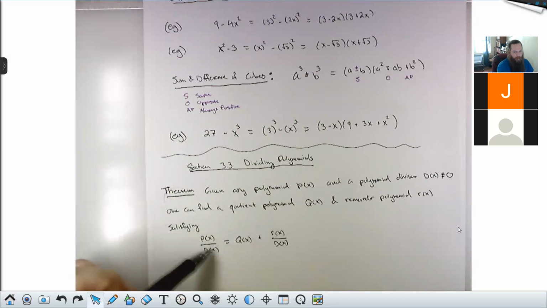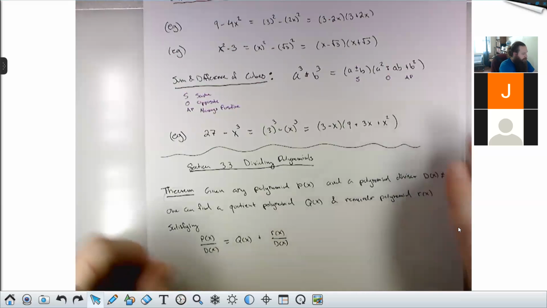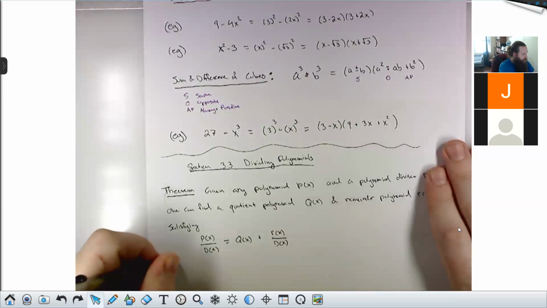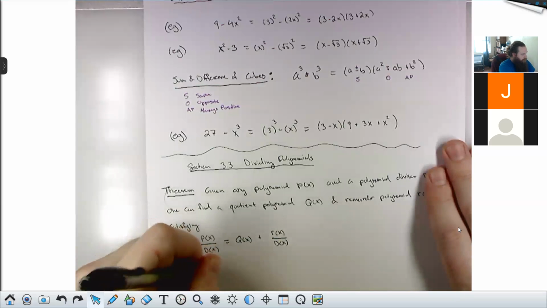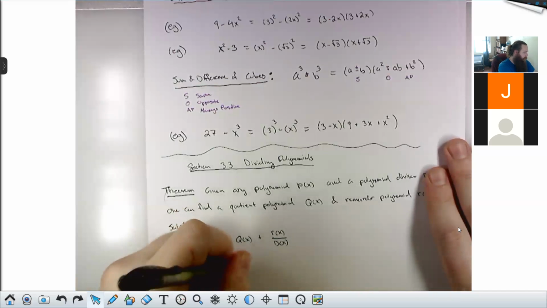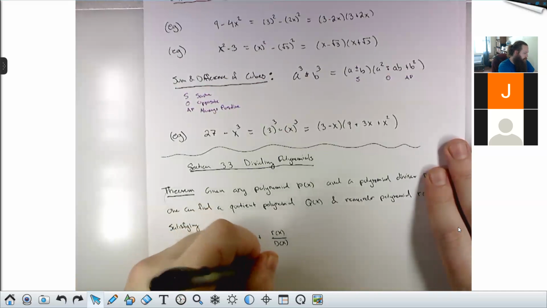So maybe P isn't neatly divisible by D. Just like with numbers, right? Like five, you try to divide five by two, five isn't neatly divisible by two. If you want to stay in integer land, you can't, the quotient is non-integer. But you could say five divided by two is two with a remainder of one. So you could say, akin to, five divided by two is equal to two plus one over two.